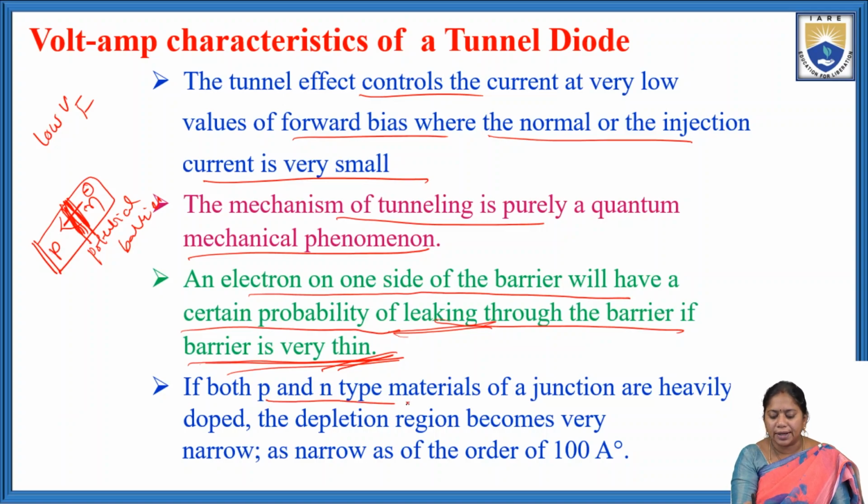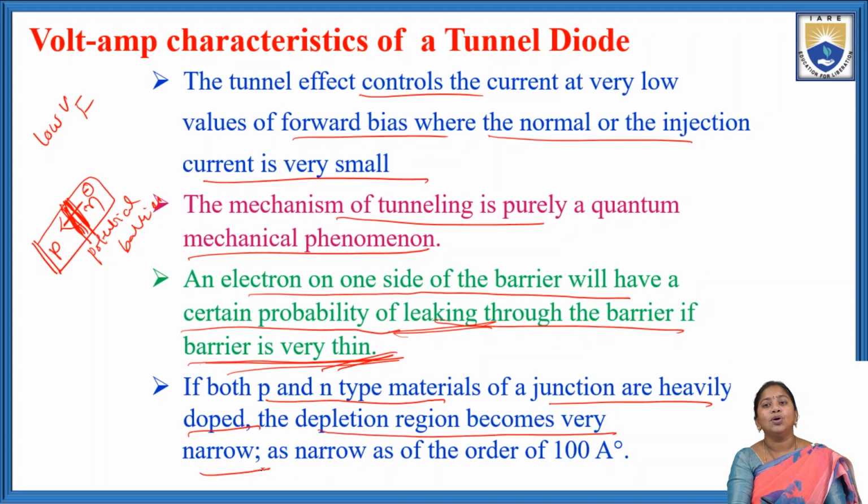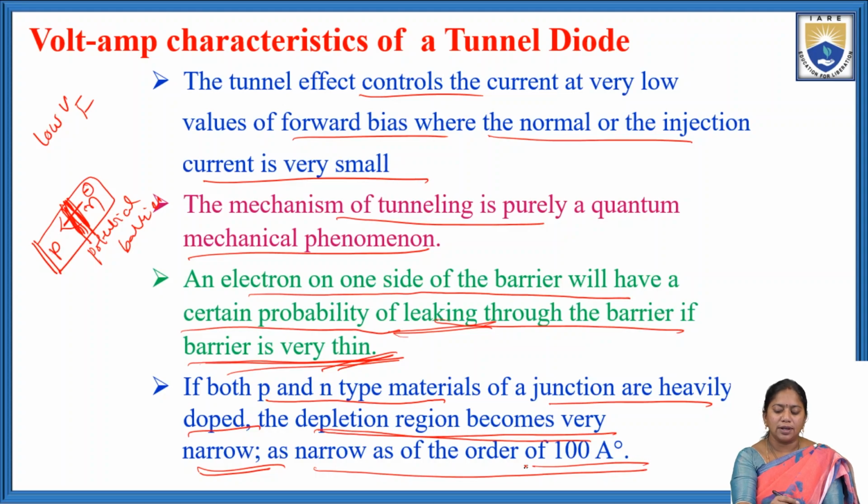If both P and N type materials of the junction are heavily doped, the depletion region becomes very narrow, as narrow as the order of 100 angstroms. So the depletion region thickness is 100 angstroms. The tunnel effect controls the current at very low values of forward bias, where the normal injection currents are very small.